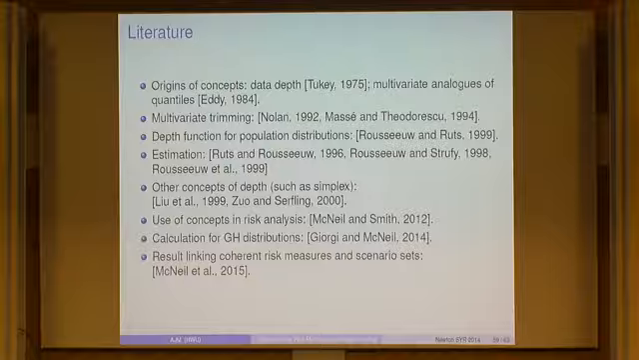These ideas crop up in different forms. Multivariate quantiles, studied by Eddy in the 1980s. The construction with half spaces, some people call this trimming, half space trimming or multivariate trimming. There's literature on that from the 1990s. There are some very nice papers involving Rousseau, computing depth functions for distributions, but particularly they're interested in non-parametric estimation.